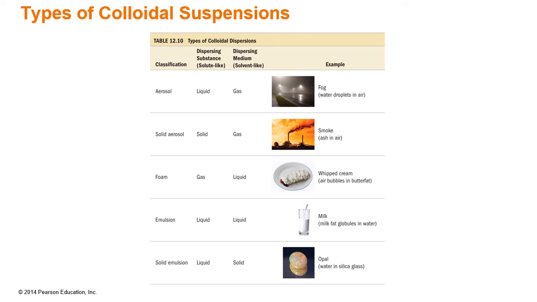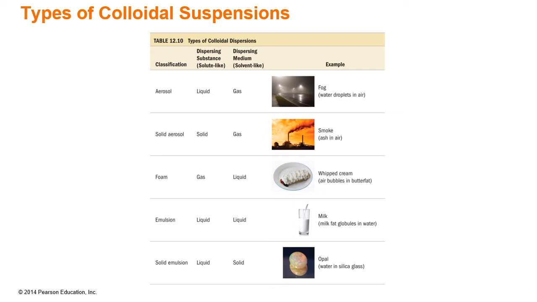So there are several types of colloidal suspensions. There's aerosols, that's when we're mixing liquids with a gas. So that's things like fog, so water droplets that are suspended in the air. We can also have solid aerosols where there's a solid that is mixed into the gas, and that would be like smoke. We have foams, which are like whipping cream where there's gas suspended in a liquid.